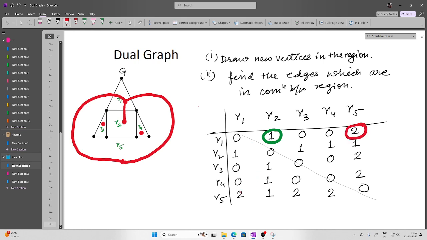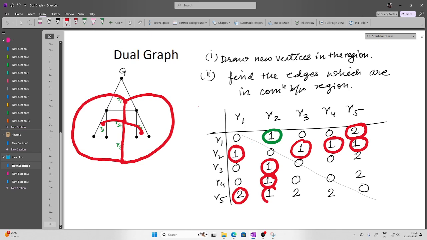The moment this is over, automatically this and this is over. Now we'll be coming to R2, R3. This is R2, this is R3. So we'll be connecting them. So this is done, meaning R3, R2 is also done. Now comes R2, R4. This is R2, this is R4. Join. This is over. This is also over. Now comes R2, R5. This is R2, this is R5. Join it. So R5, R2 is also over.